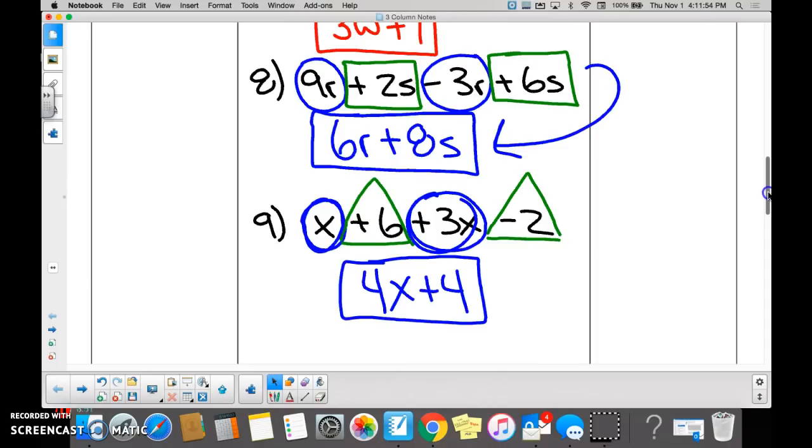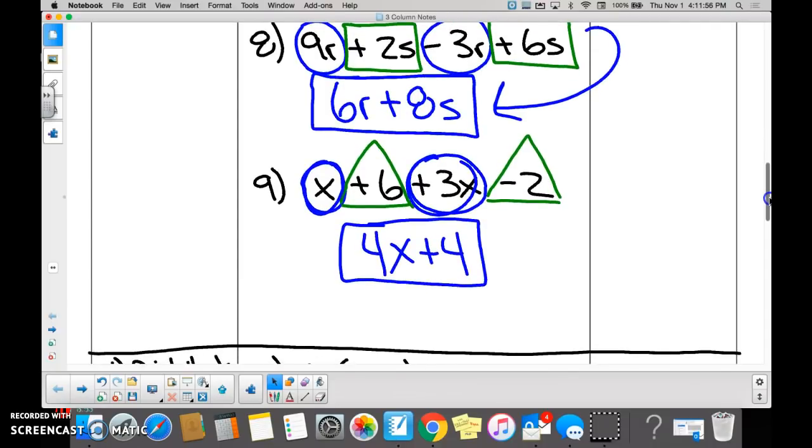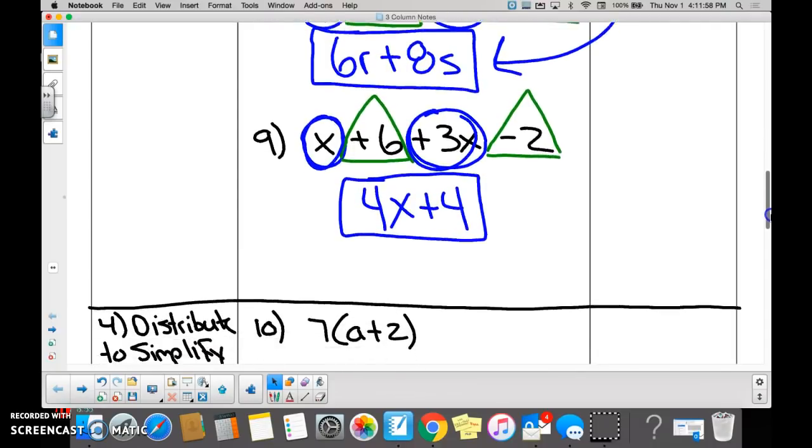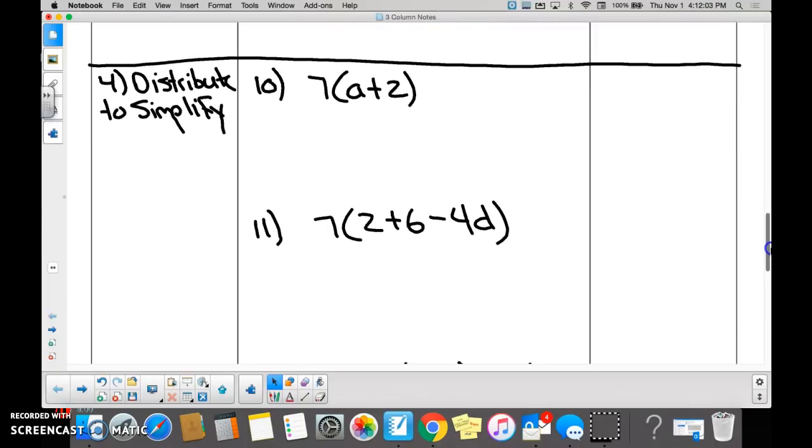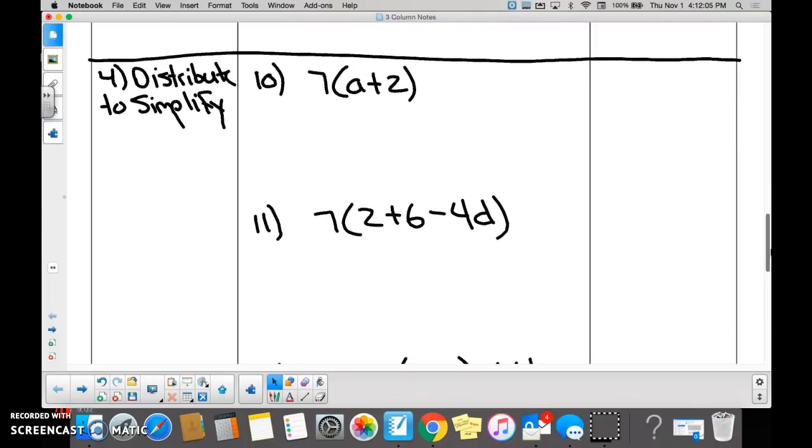Take a break here, add your cheat sheet idea, and then we're going to move down to the last main idea. The last main idea is number 4, distribute to simplify, very much like our second main idea, in which we were taking multiplication problems and making them into easier multiplication problems.